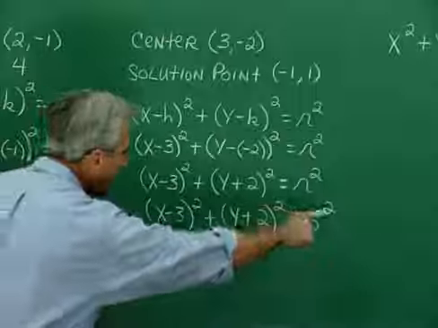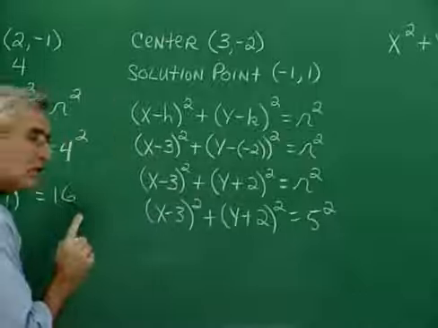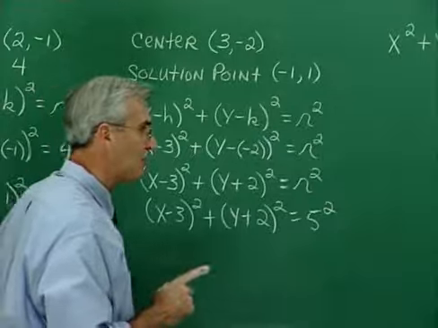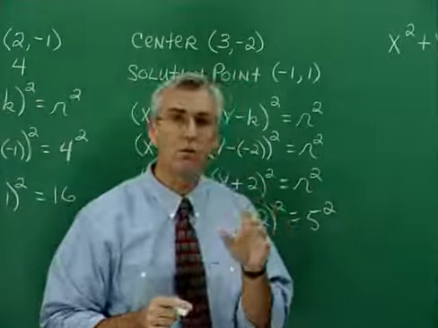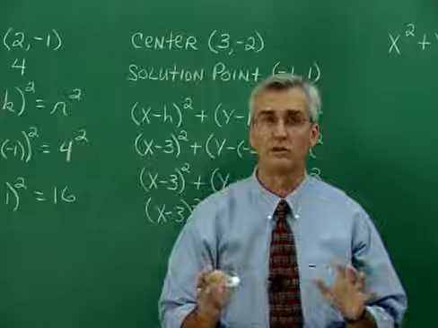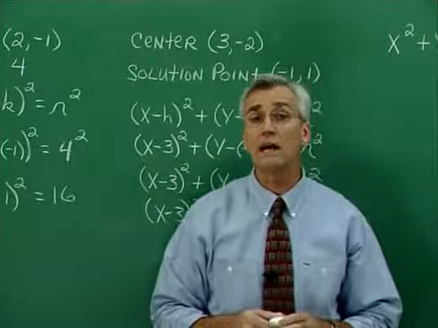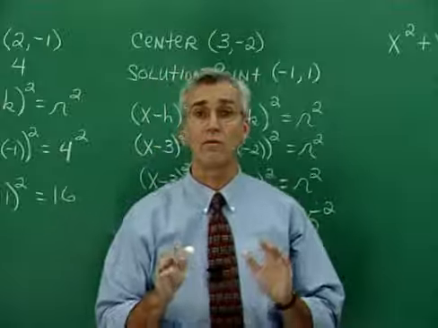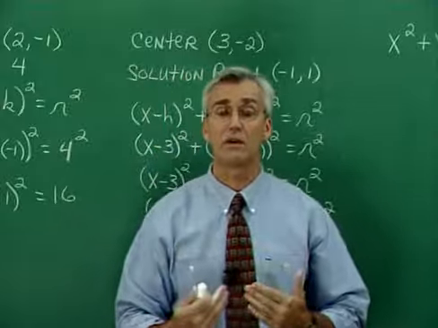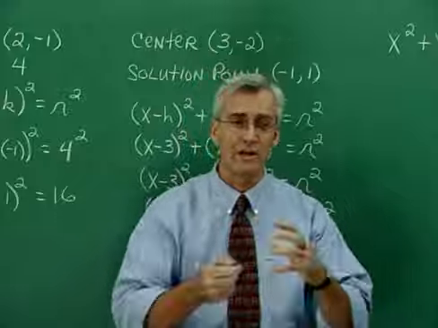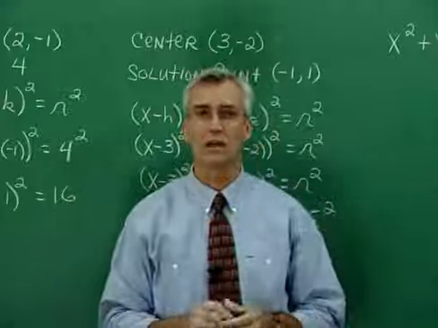Now, this equation is an equation which is in standard form. We call it standard form. There are 2 forms to equations that are important to us. One is called standard form, the other is general form. The standard form of an equation is a form which gives us information about the graph of the equation. The general form is an expanded form of the equation.